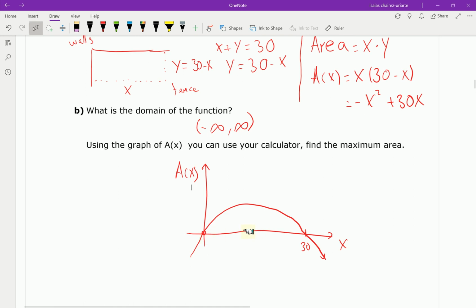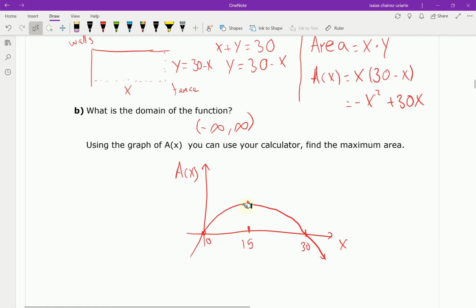What I'm trying to find is the maximum area. The maximum area is going to correspond to this local maximum right here, also known as the vertex of my parabola. And I know that the vertex occurs halfway between the x-intercepts in this particular case. So what's halfway between 0 and 30? I guess it's 15. Well, that's not the area though. That's not the maximum area. 15 is the dimension of the length so that I achieve the maximum area.